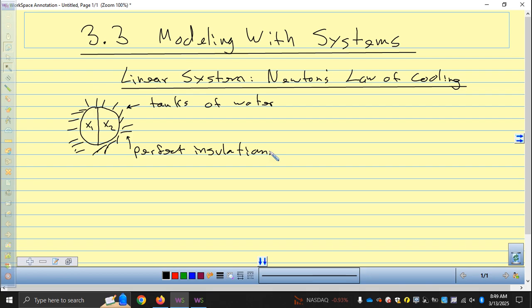So if these two tanks start at two different temperatures, Newton's law of cooling is going to apply to each tank. But the rate of change of the temperature in this tank depends on the temperature in the other tank. And the rate of change of the temperature in the other tank depends on the temperature in this tank. So we have a system of differential equations.